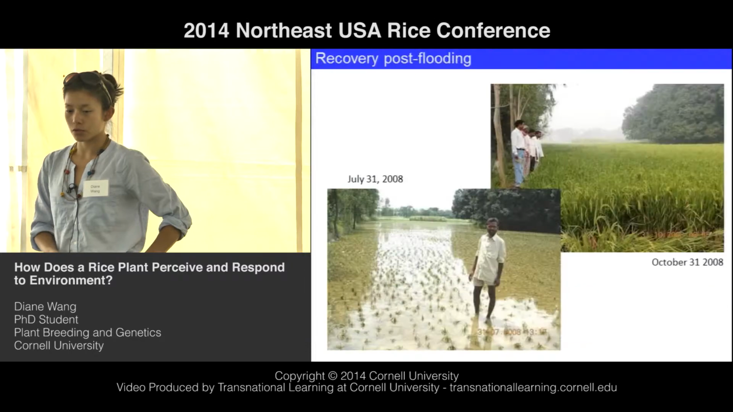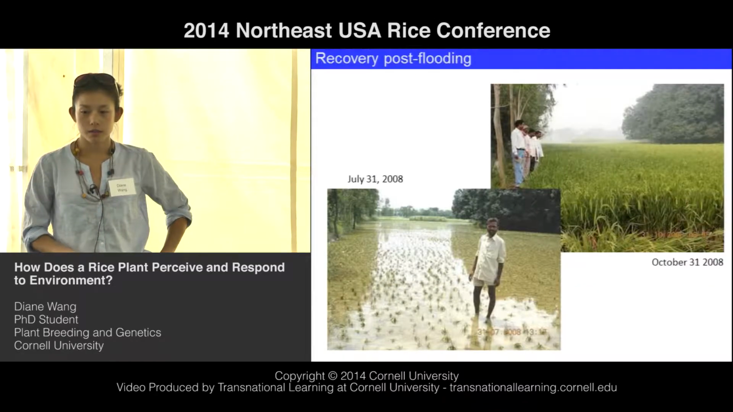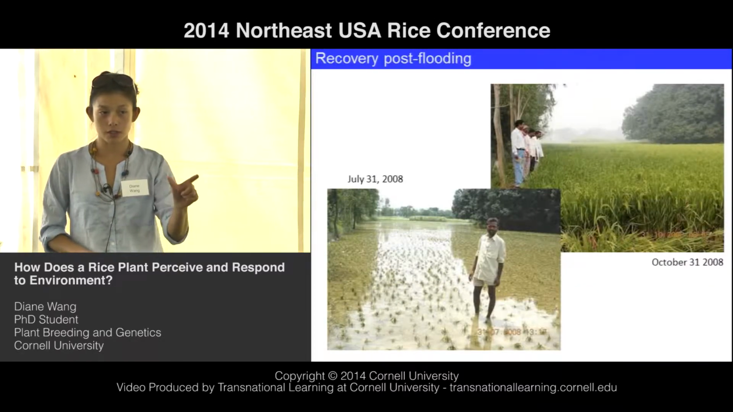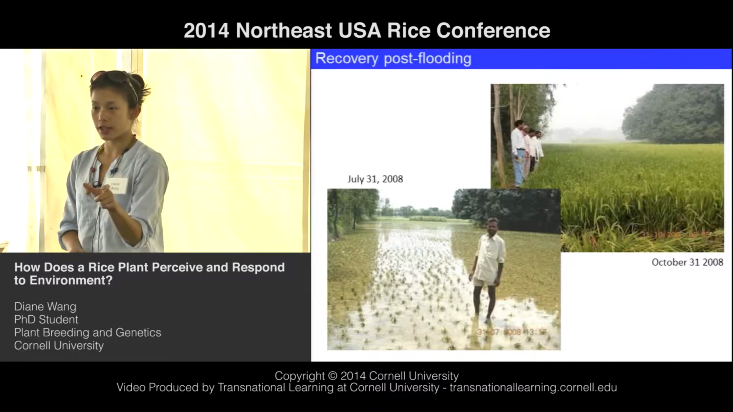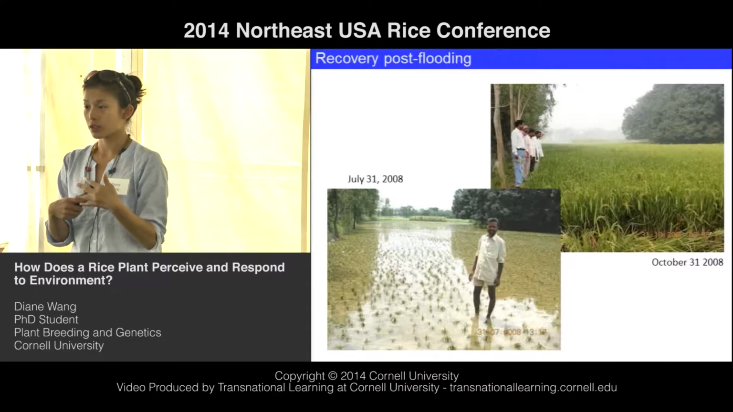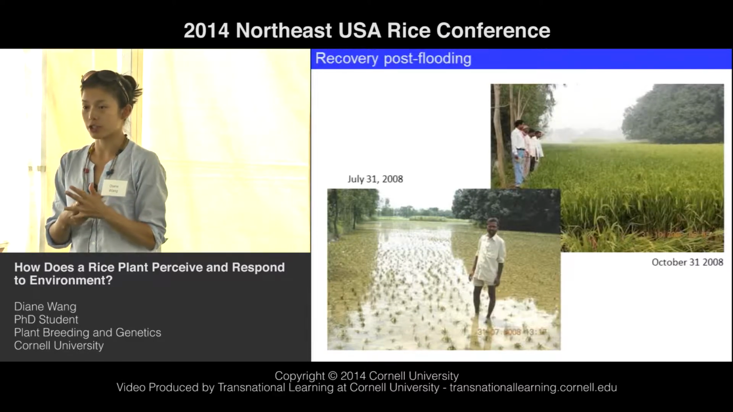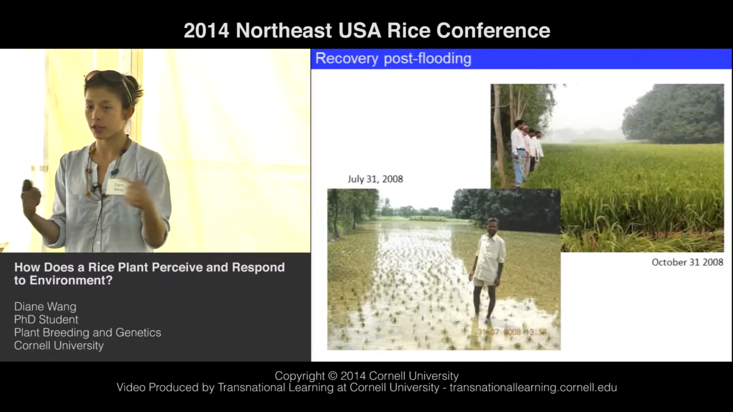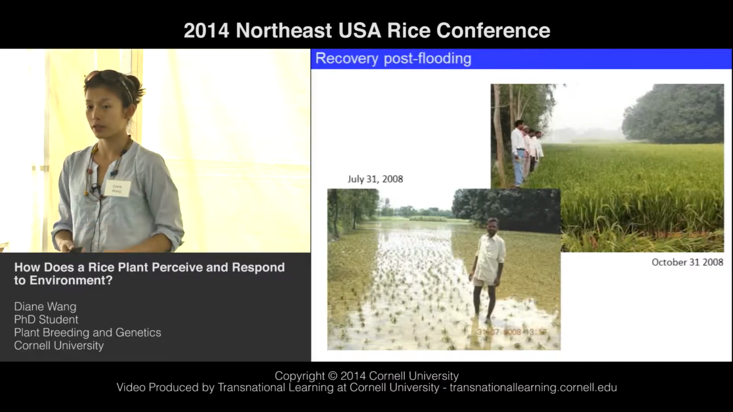Yep. So Susan just pointed out that the gene that confers the tolerance from FR13A was bred into Swarna through traditional crosses. And so this is not a transgenic by any means. They made a cross and then they did selection for the gene.